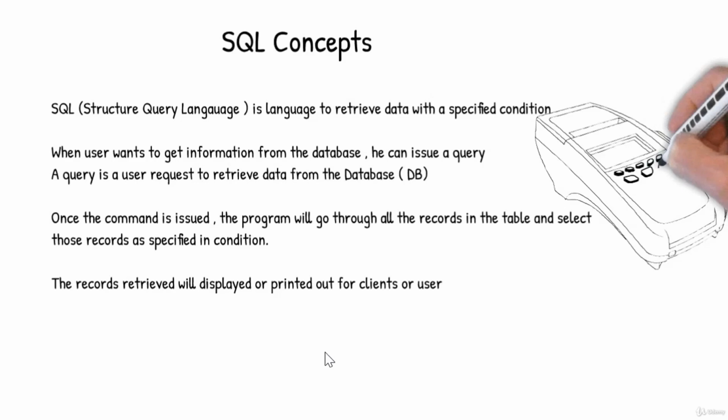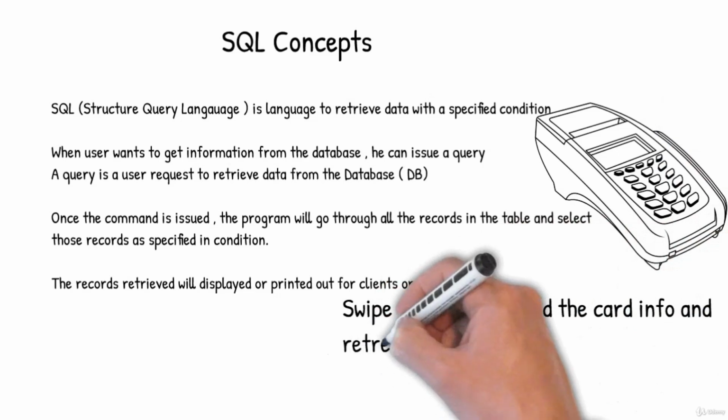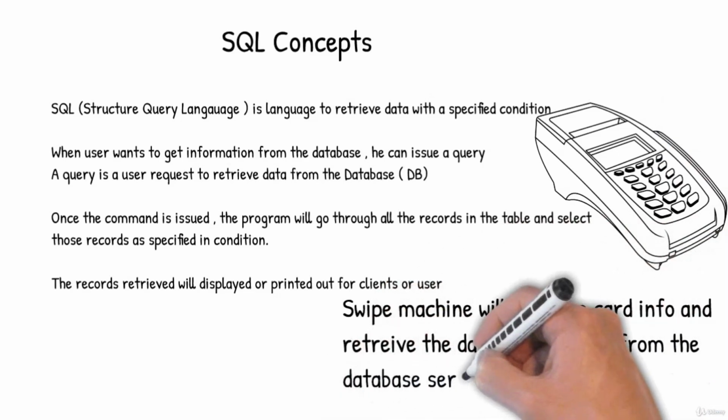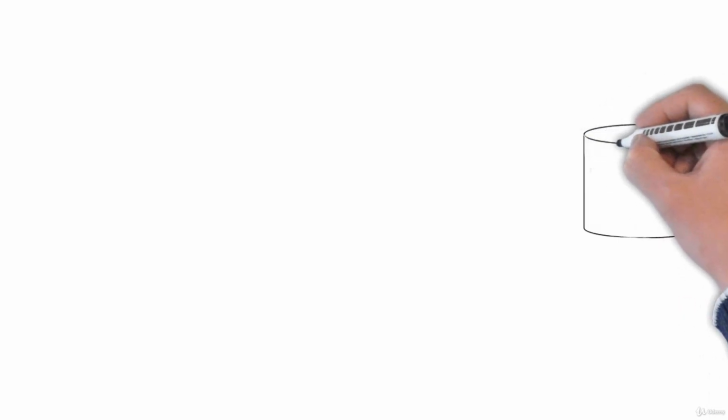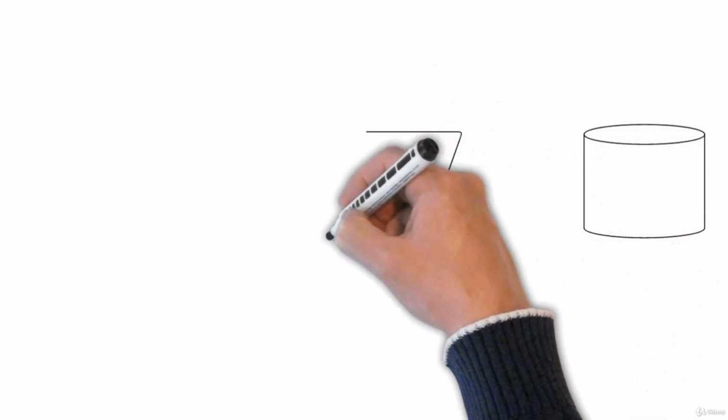Suppose you go to a store and where you did some purchasing and you swipe your card on the swiping machine. So what the swipe machine does, it will read the card information and it will search across the database server of your account balance, and accordingly it will deduct the account balance from your card. So what happens here is that the swipe machine will read the card info and retrieve the data of your card from the data.